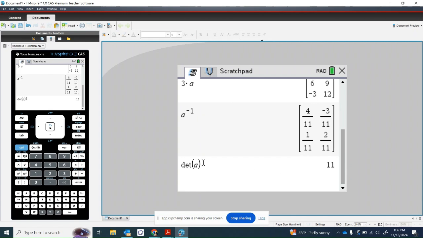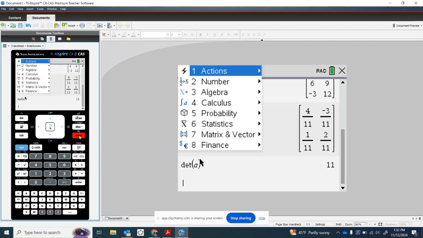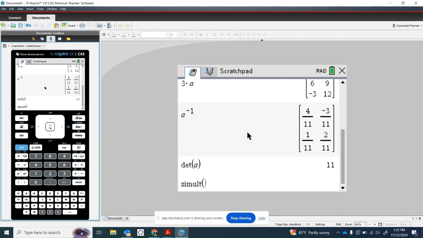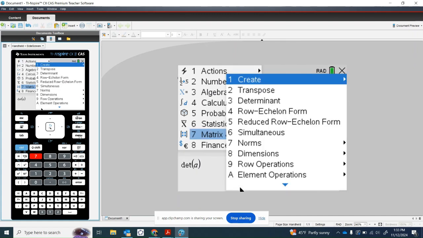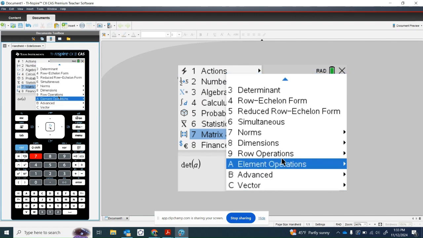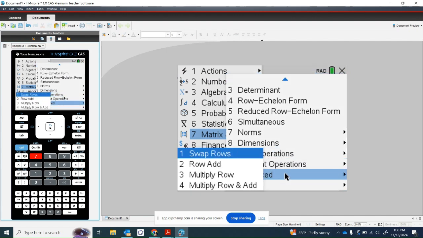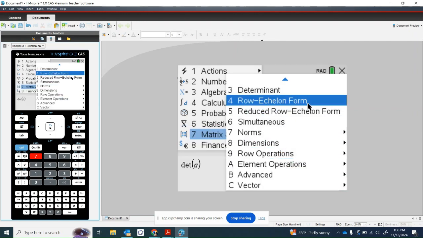There are also all the matrix tools. So under menu and 7. Did not mean to click that. Menu 7. So I could create my matrix here if it's not just a 2 by 2. I could transpose or use the determinant form there. Row echelon form, reduced row echelon form. I can perform single row operations, multiply rows, lots of different things here involved.